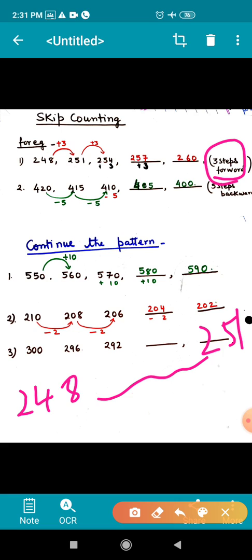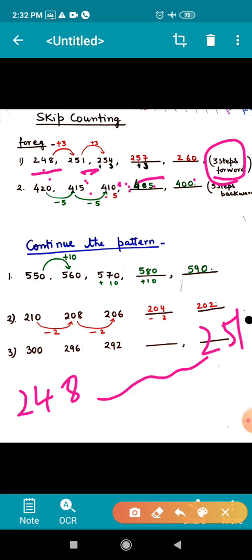And here we have to skip 3 steps forward. To go forward you have to add 3 to the given number. So children, here you can see when I added 3 to 248, we got 251. Then we added 3 to 251, we got 254. After adding 3 to 254, we got 257. And after that adding 3, we got 260.